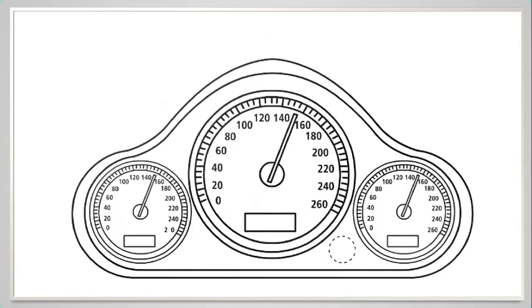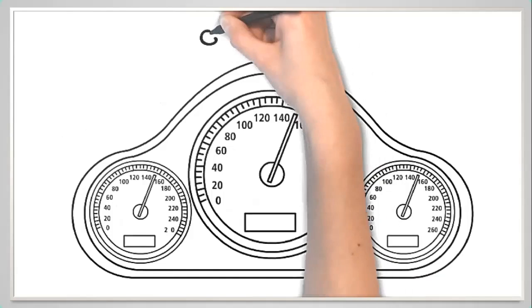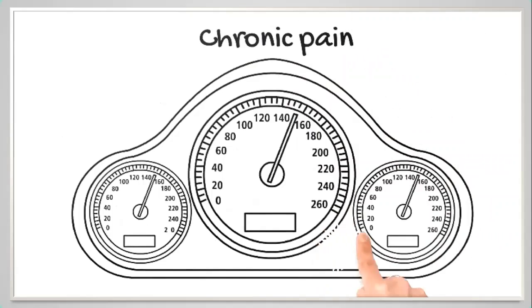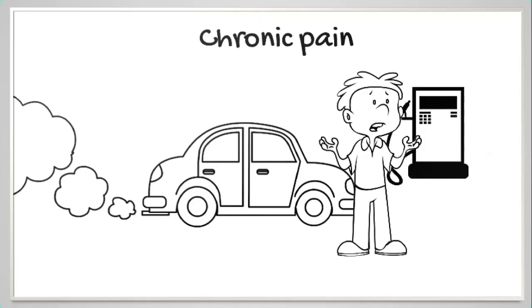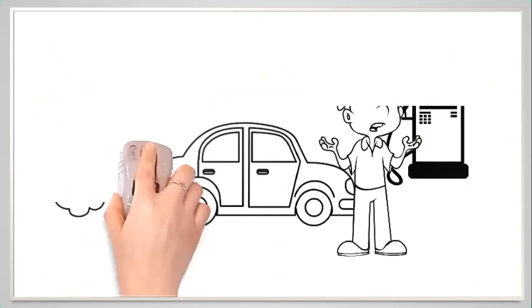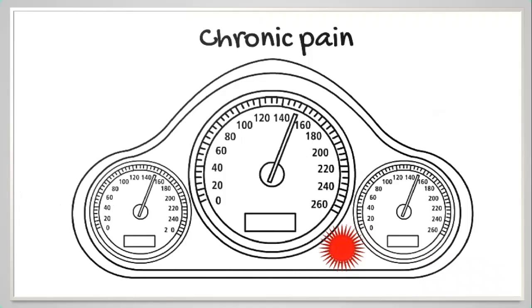Chronic pain, on the other hand, can be compared with the warning light of an empty fuel tank going off on the dashboard of the car. However, you've been to the petrol station and the fuel tank is full, but there is a problem with the wiring of the car and the warning light does not switch off.